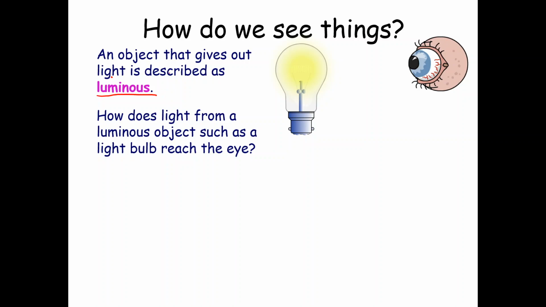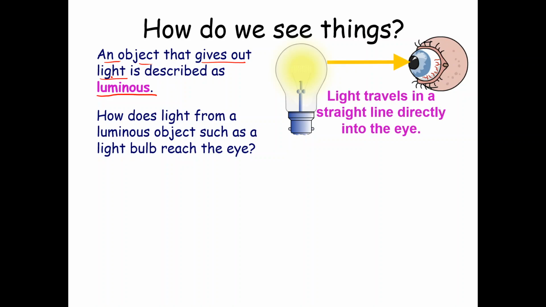So a luminous object is an object that gives out light. So luminous means an object that gives out light. Now, how does that light from the luminous object, such as a light bulb, reach our eye? Okay, the light travels in a straight line, like I've just told you from the previous slide. So light always travels in a straight line, and it will travel directly into the eye there, like that.